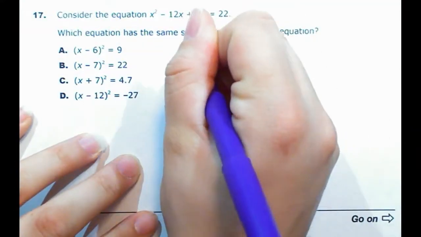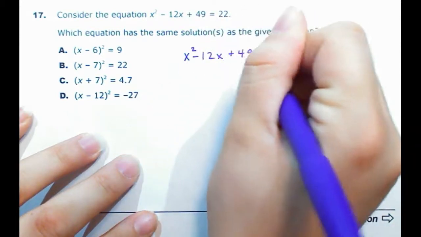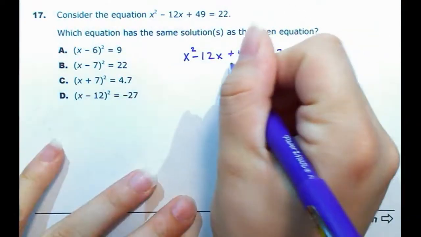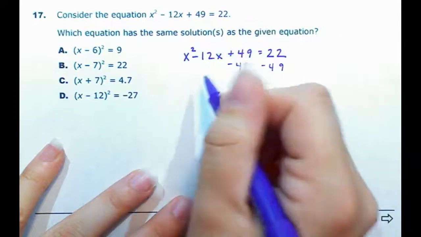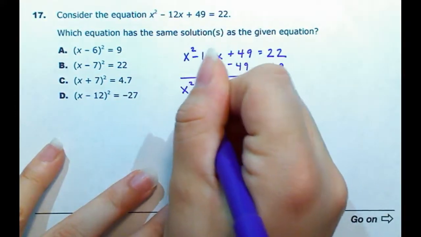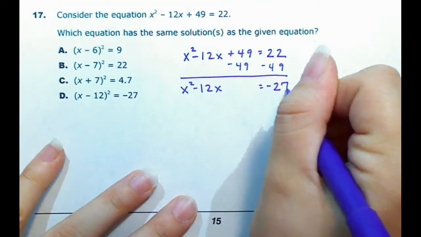So x squared minus 12x plus 49 equals 22. So if you recall, to complete the square, your first step is to get your constant on the other side. So in this case, we need to subtract 49. We need only the x squared and the x term to be on one side. So that leaves us with x squared minus 12x equals negative 27.